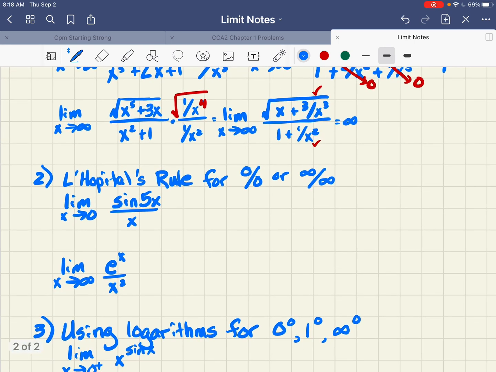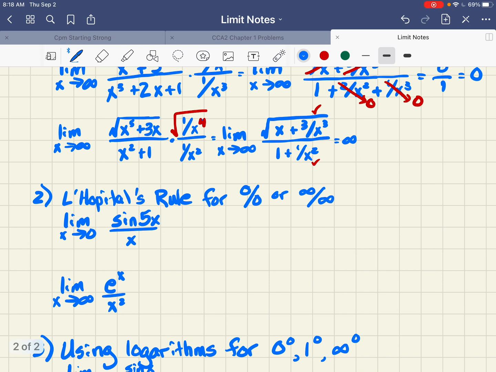All right, L'Hopital's rule. This is one of the most well-known ones, but we want to talk a little bit about why it's working. So L'Hopital's rule can be applied for two indeterminate forms, 0 over 0 or infinity over infinity. I suppose it could be plus or minus infinity over infinity. Okay, so only those two forms. So if you have some other indeterminate form, can't use it.